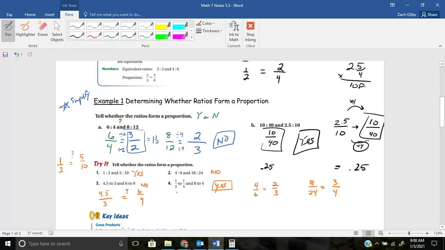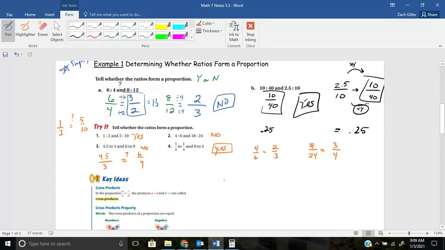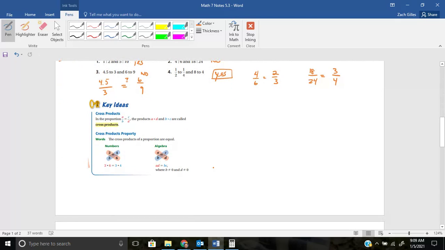Okay. So let me know if you had any questions on 1, 2, 3, and 4, and I'll be happy to help. The next key idea talks about another method that can be quick and easy, and a lot of students like this method. I like this method. It works all the time. I might star this if I were you.